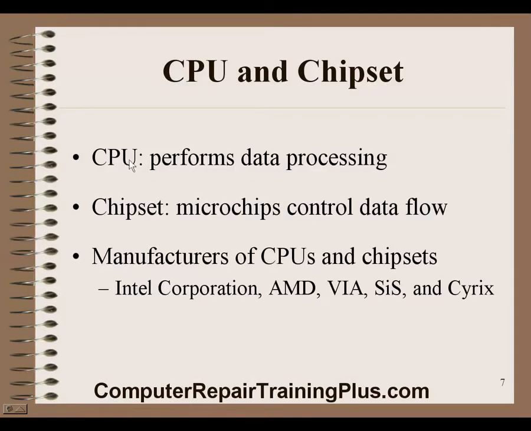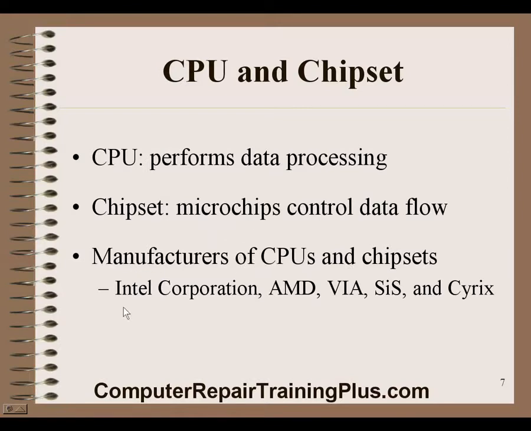CPU and chipsets. Now the CPU performs the data processing. All the processes, the instructions and software are all processed through the CPU. The chipsets are small microchips on the motherboard. They control the data flow. Chipsets and the CPU are pretty important to understand, and what they're connected to, because the performance of your computer is based on your CPU, your chipsets, your memory, and your video card. We're going to discuss that more.